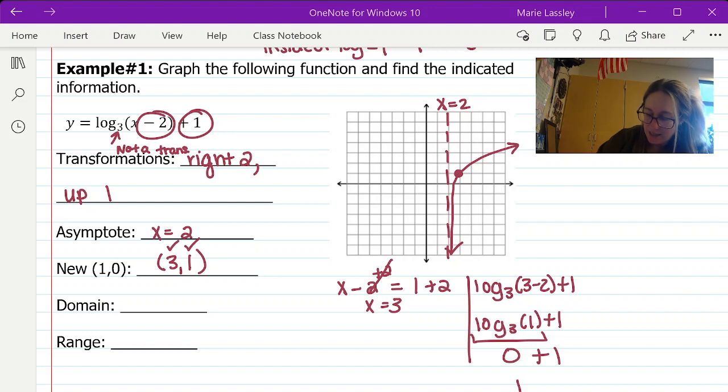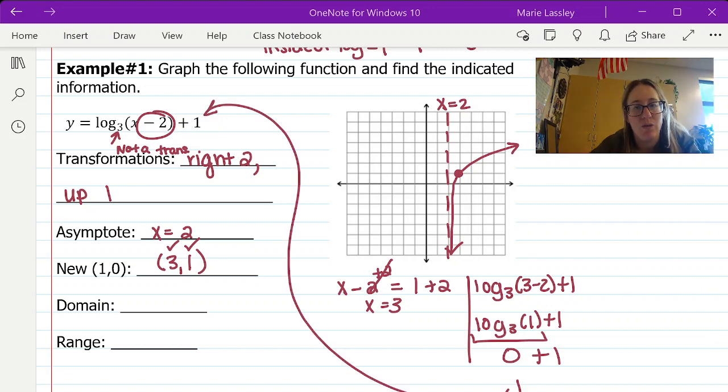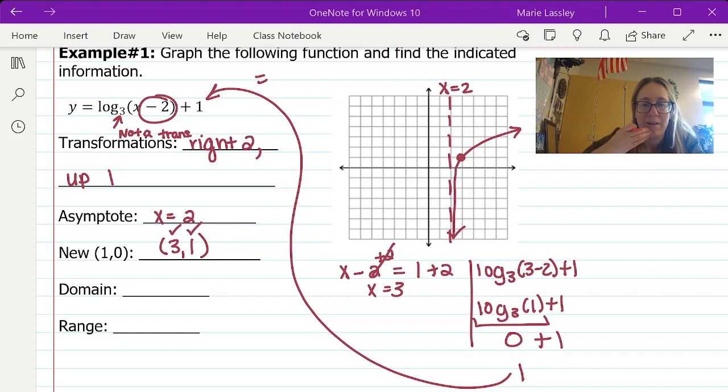All right, and like I said, you can make that connection, right? This number is always going to be equal to that number right there. They're always going to be the same.